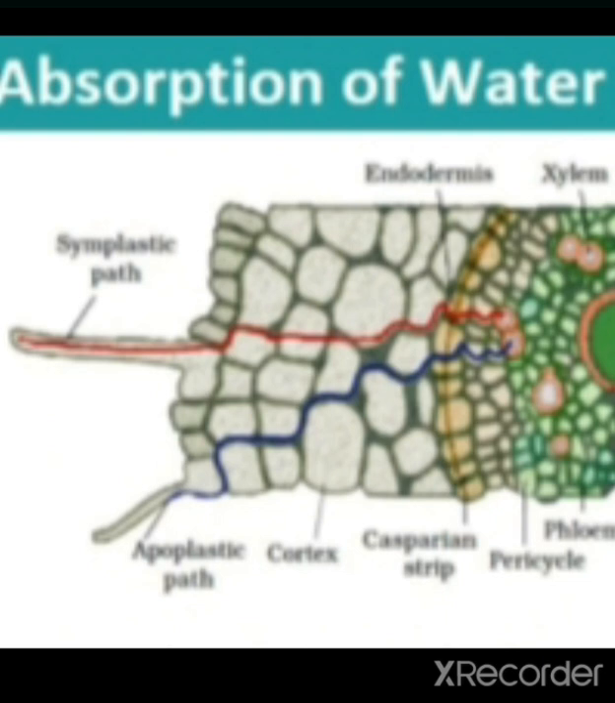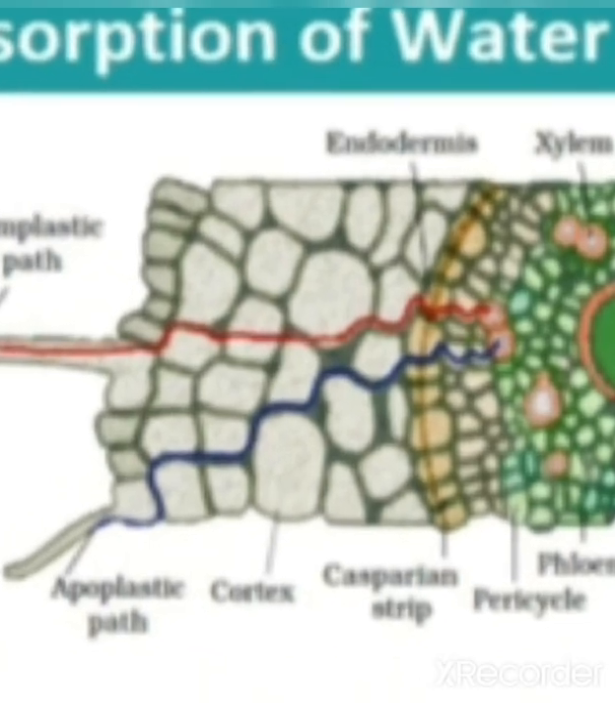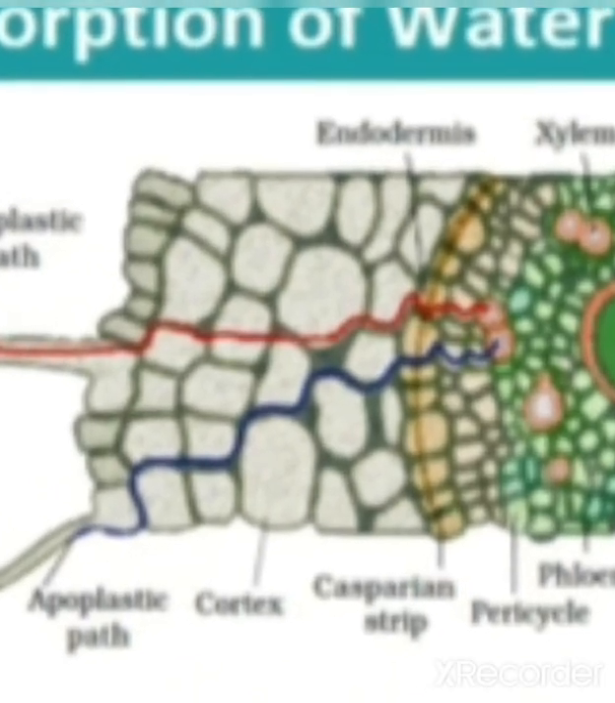The Casparian strip is a band of suberised matrix. The endodermis is impervious to water due to the Casparian strip.